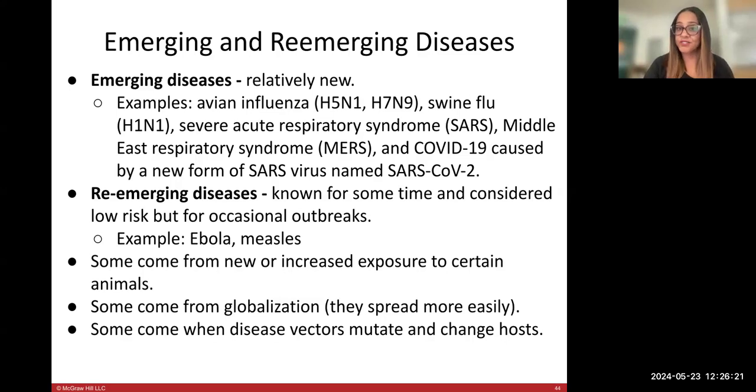Then there are re-emerging diseases, known for some time and considered low risk, but for occasional outbreaks. Ebola, there's an Ebola outbreak every once in a while. The measles have started to come back because not as many people are vaccinating. Some come from new or increased exposure to certain animals. Some come from globalization. They spread more easily. The more people travel across the world, the more they will bring whatever germs they have with them. And then some come when disease vectors mutate and change hosts. The swine flu, the avian flu, and COVID all changed hosts at some point and got mutated along the way.